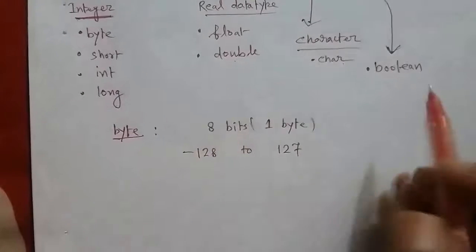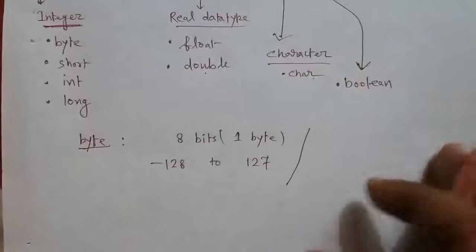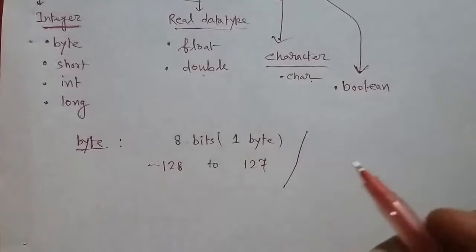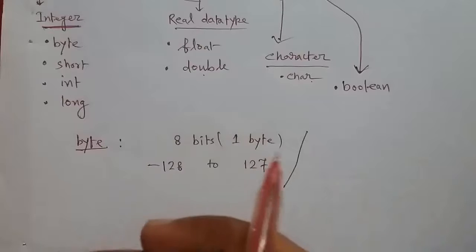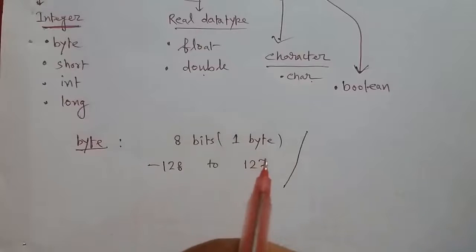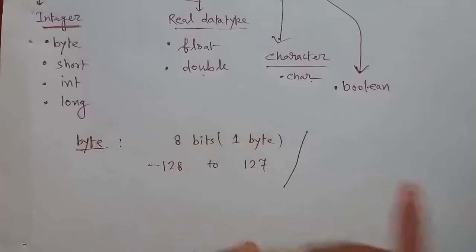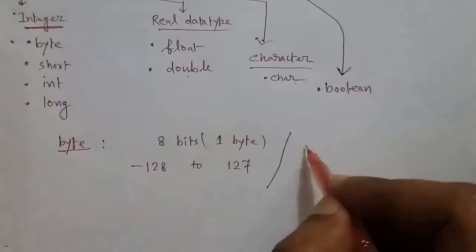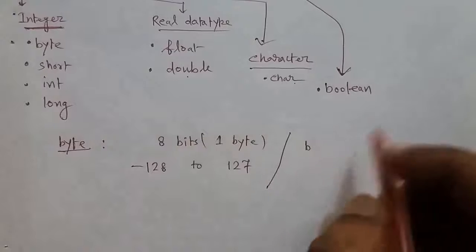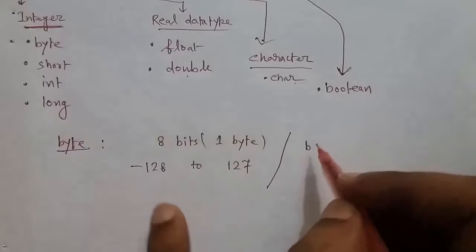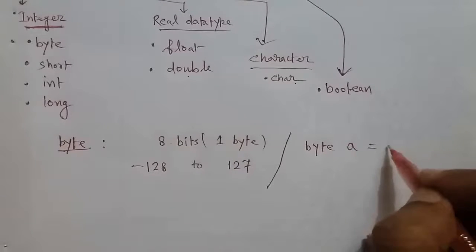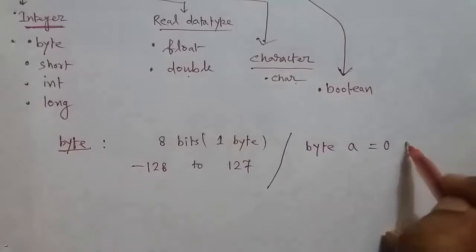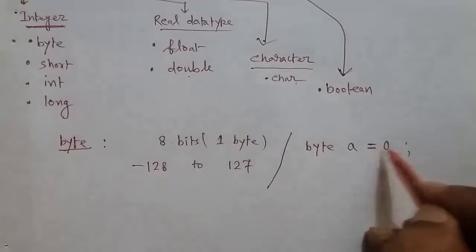Second, I can tell you the default initial value. Default initial value of byte is how much? Default initial value means the initial value which is provided by the Java system, the Java compiler, if it is not provided by the programmer. Like if I want to write any variable like byte a equals to 0. So this is one initial value, as you can see, byte a equals to 0.